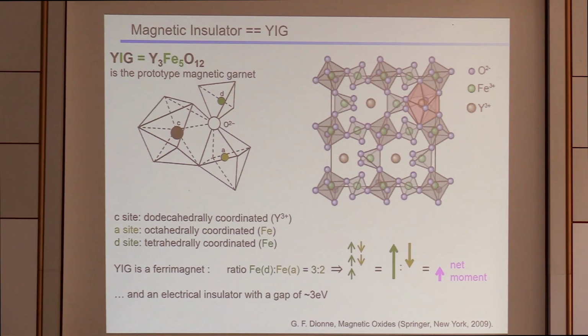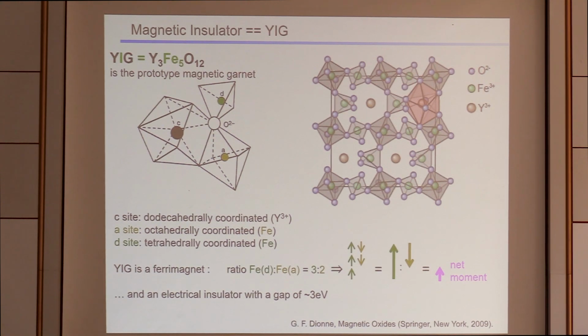But if you think about this more and more, then you realize that there might be some more subtle issues in the game. And that comes from the fact that YIG is a complex, Gary tends to call it a monster, ferrimagnet, which has different iron sites, and these are actually antiferromagnetically coupled and result in a net ferrimagnetic moment that people typically treat.